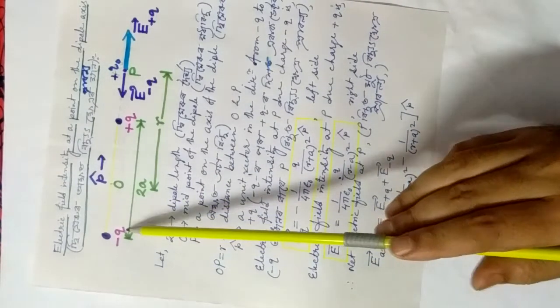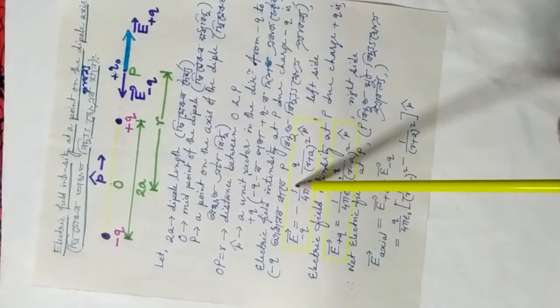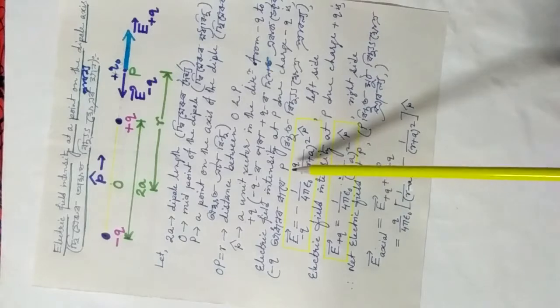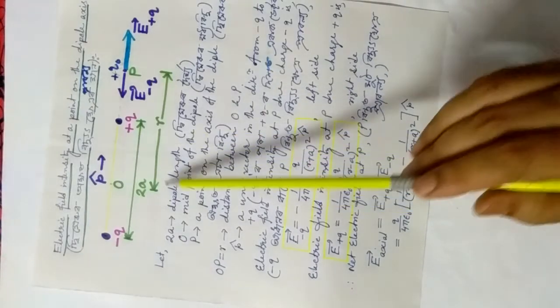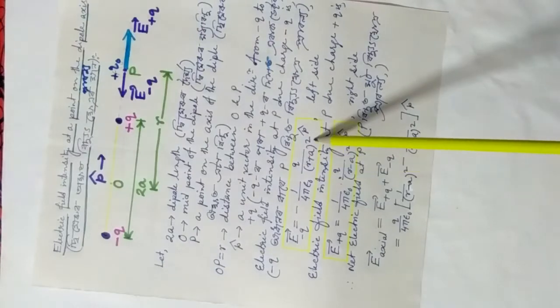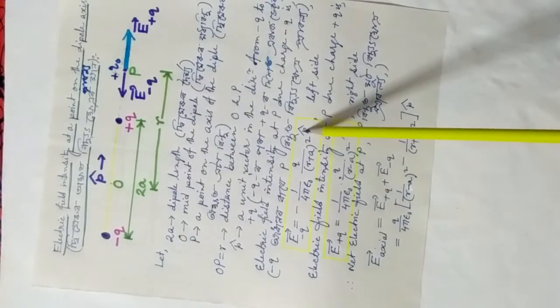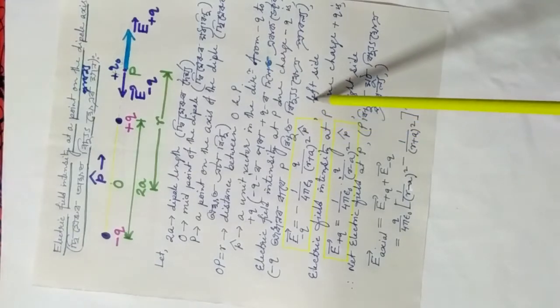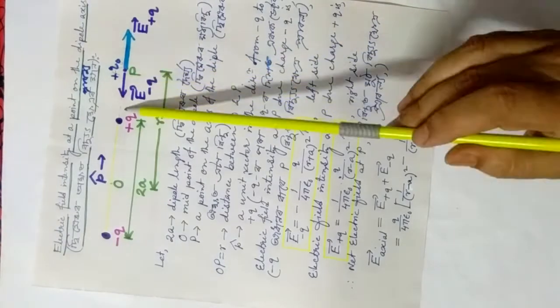Since this is the minus q charge, the suffix is minus q. Now 1 by 4 pi epsilon naught into minus q, I have written the minus outside this formula. And what is the distance? r plus a whole square. And why a unit vector? Because this is in terms of vector, we should multiply a unit vector, and it is p cap. The direction is towards left.